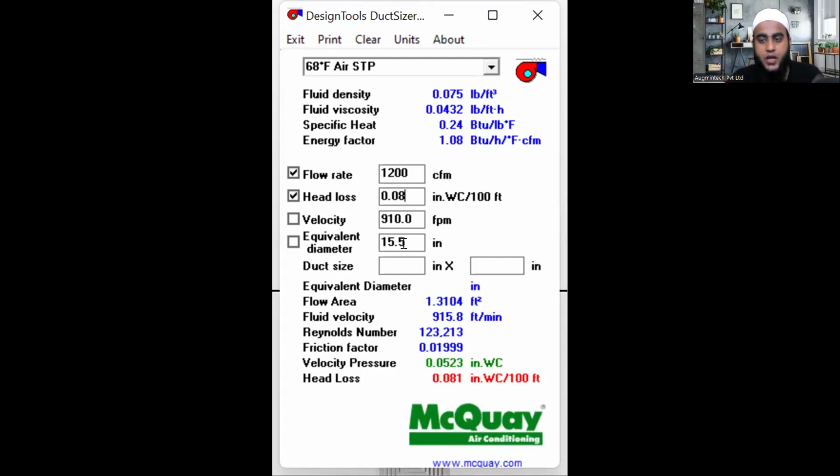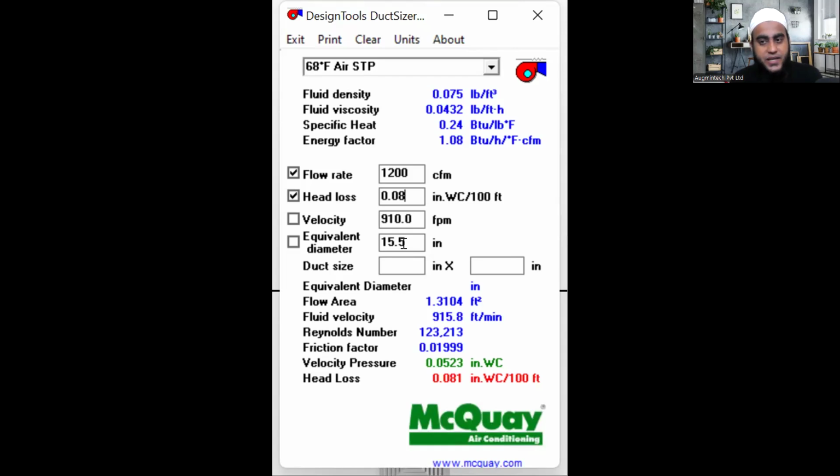But here, I will show you the rectangular duct size. In rectangular duct sizing, you have to remember one more thing. Aspect ratio is very important. Always we have to satisfy the aspect ratio. Now the question is, what is aspect ratio? Aspect ratio is the ratio of the longer side of the duct to the shorter side.